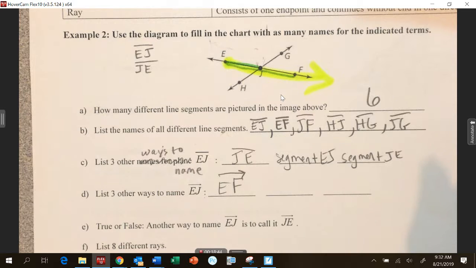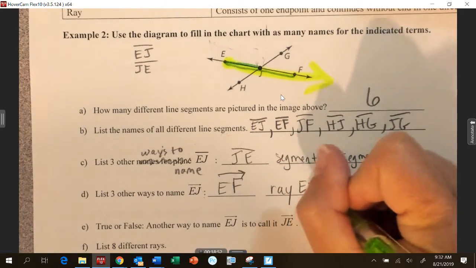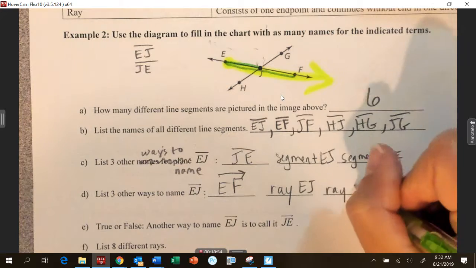So how also can I write it? Liam? With the words Ray EJ, or Ray EF.